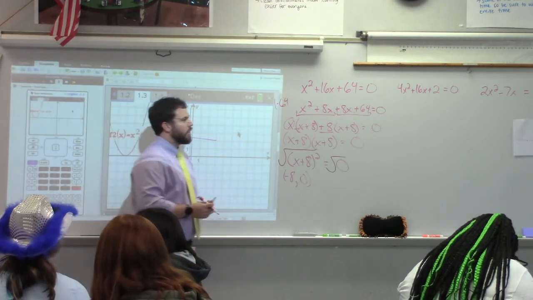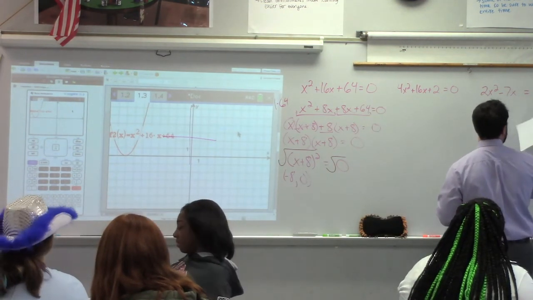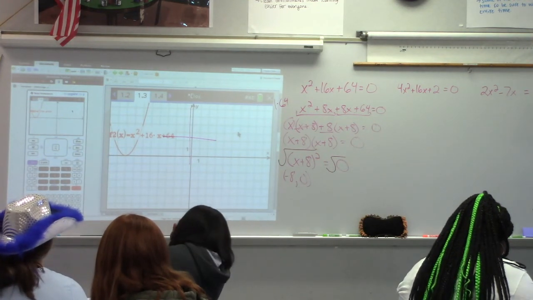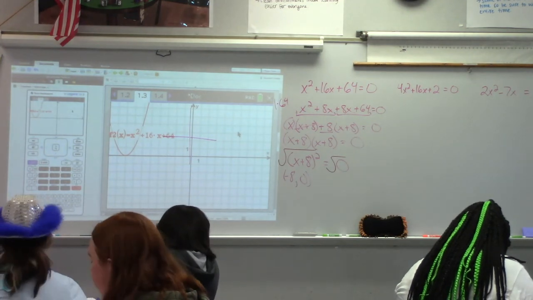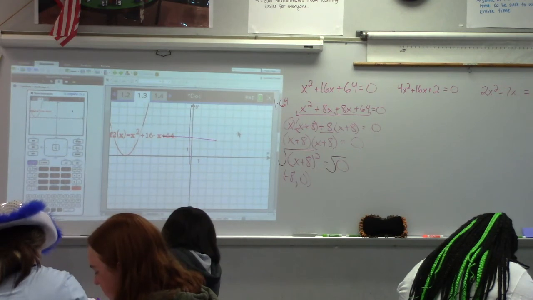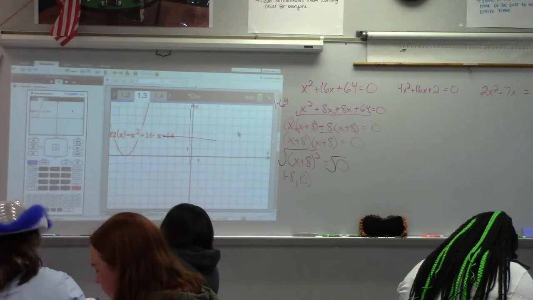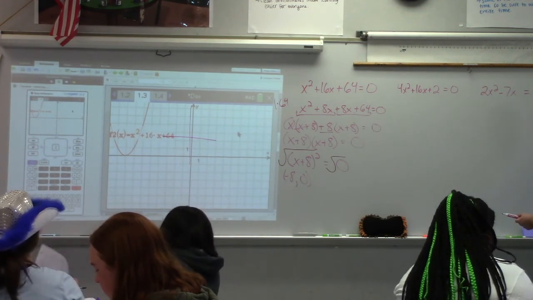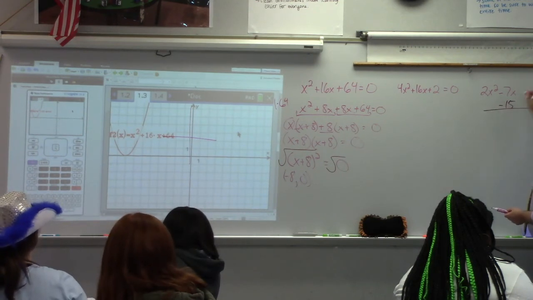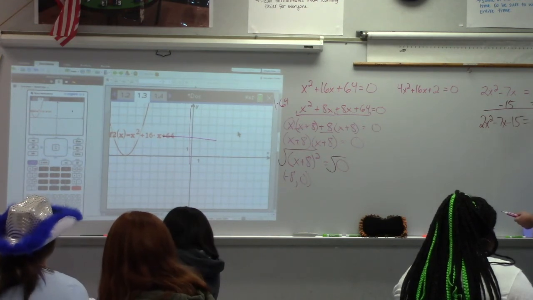Okay? Let's talk about this 2x squared minus 7x equals 15 quickly. And by the way, you don't have to change it. I just want you to see that there could have been a more efficient strategy on that one. First step here with this 2x squared minus 7x equals 15, what do I need to do? Okay, remember we need the quadratic equation to equal 0. So how am I going to do that? Subtract 15. So 2x squared minus 7x minus 15 equals 0.